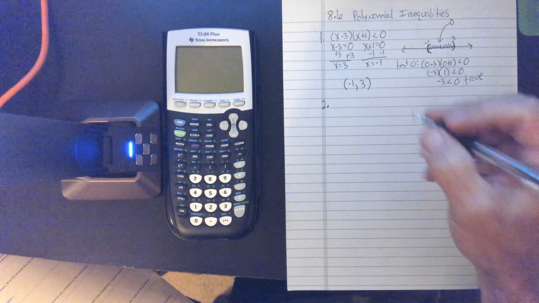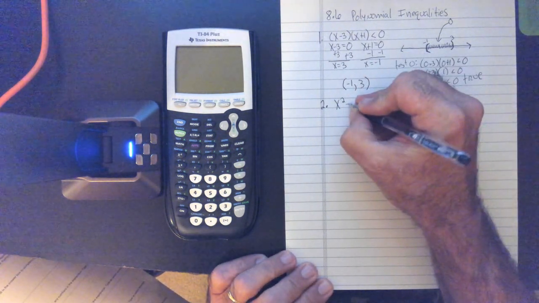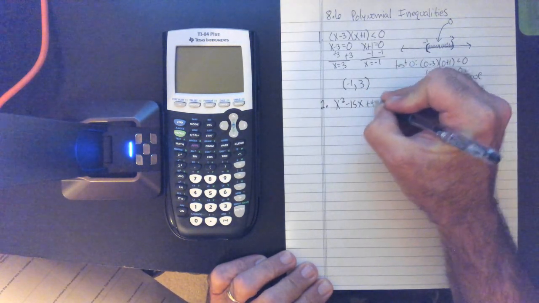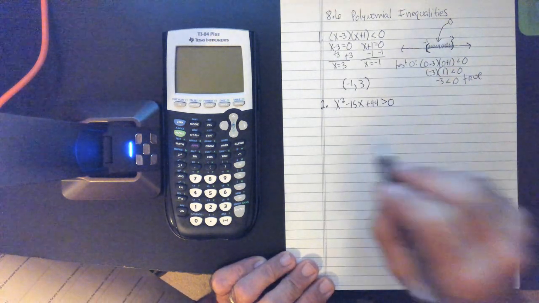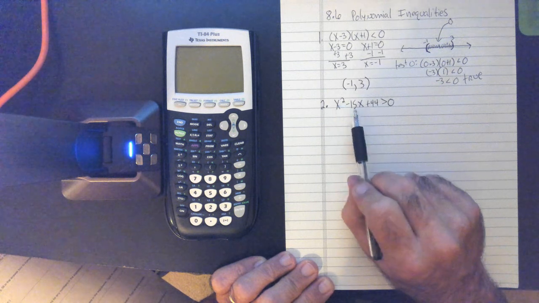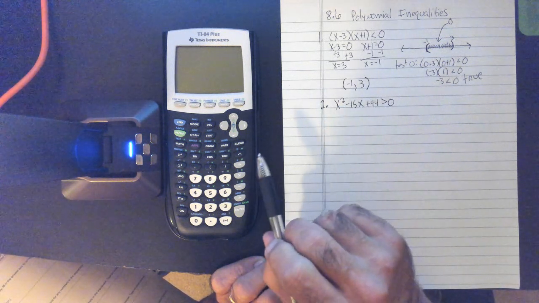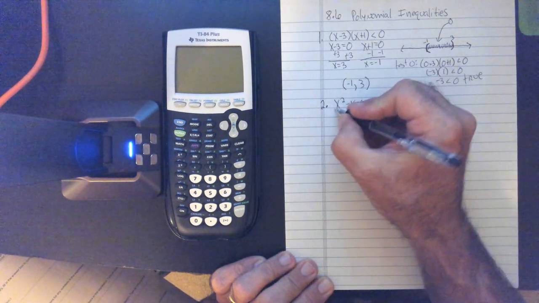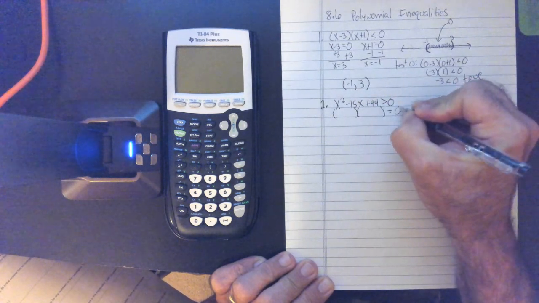Right, number 2, I got x squared minus 15x plus 44 has to be greater than 0. Now, you could do the quad on this. Make a 1, b negative 15, and c 44. Use your quad program on the calculator, and that'll give you the two answers I'm looking for. But since I'm doing this on paper, I'm actually going to factor that and set it equal to 0.